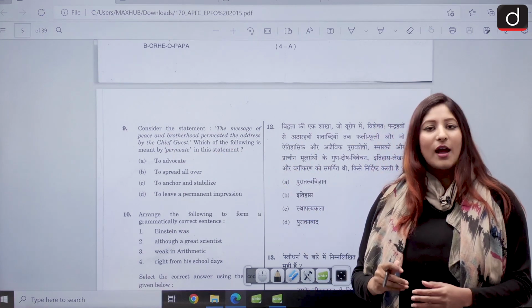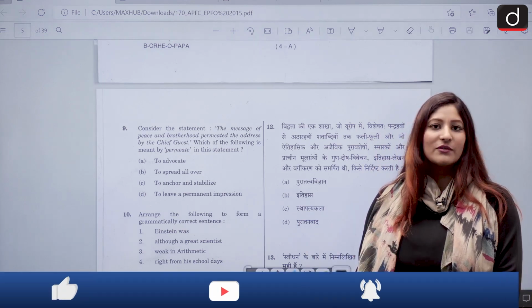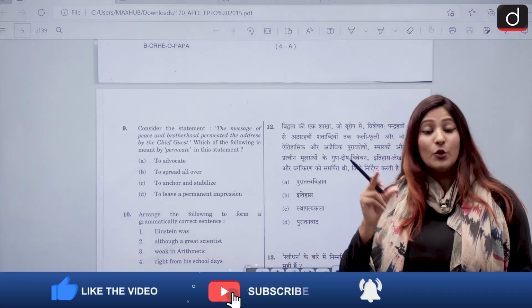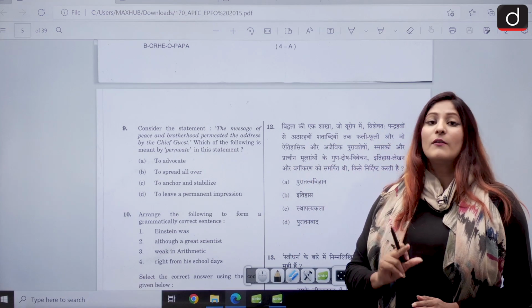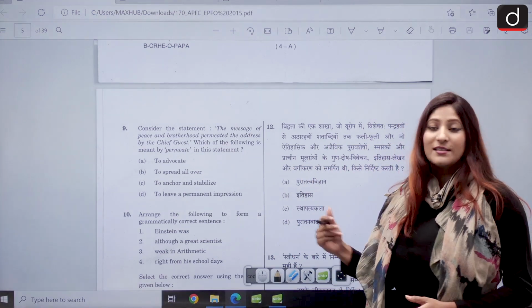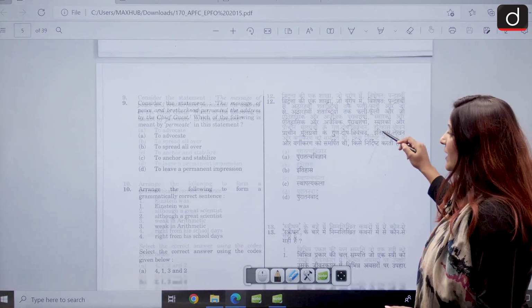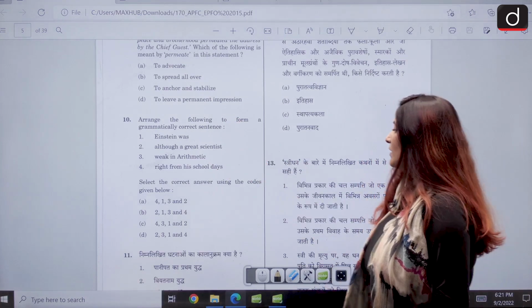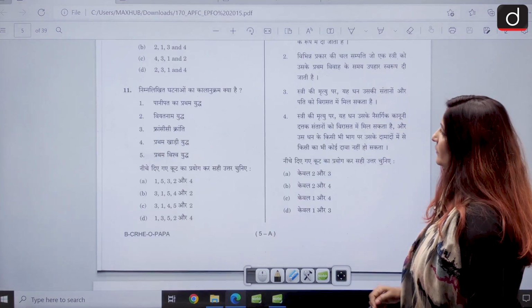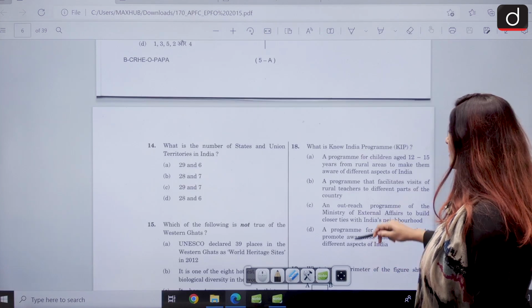Now, vocabulary, you have to be strong when standalone words will be given. Apart from that, a word could mean something in different sentence and something else in the other sentence. So from the context of the sentence also, you have to answer the question correctly. Moving ahead, arrange the following to form a grammatical correct sentence. Again, grammar over here.